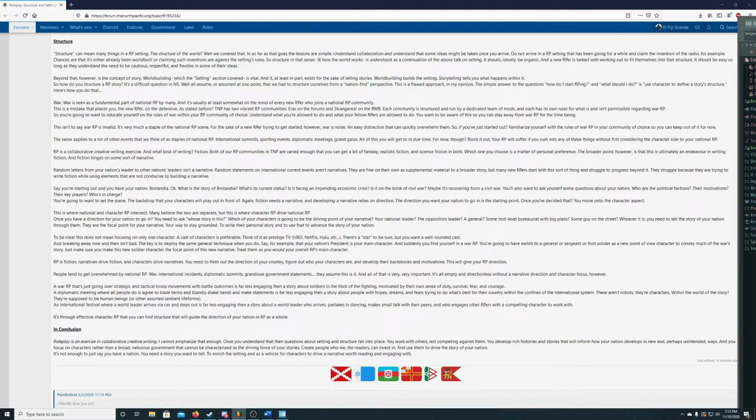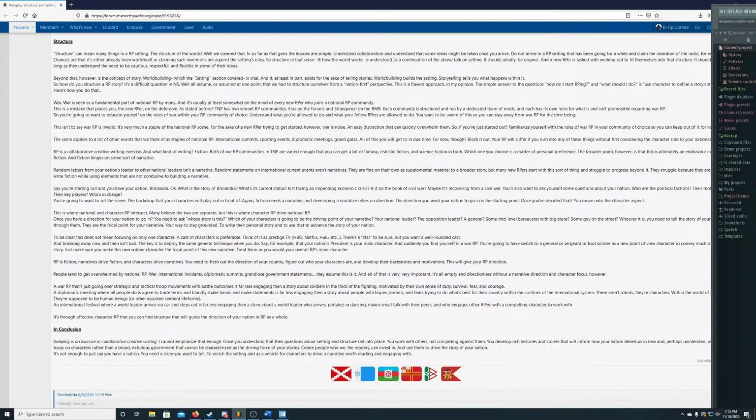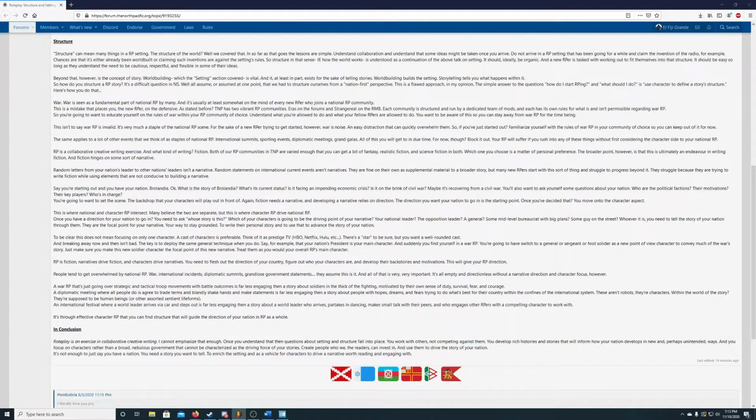Beyond that, however, is the concept of story. World building, which the setting section covered, is vital, and it, at least in part, exists for the sake of telling stories. World building builds the setting. Storytelling tells you what happens within it. So how do you structure a RP story?